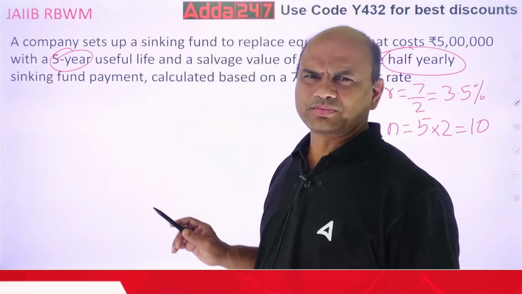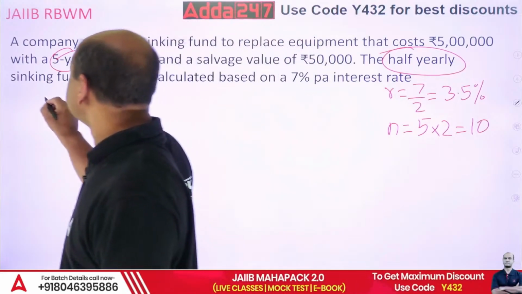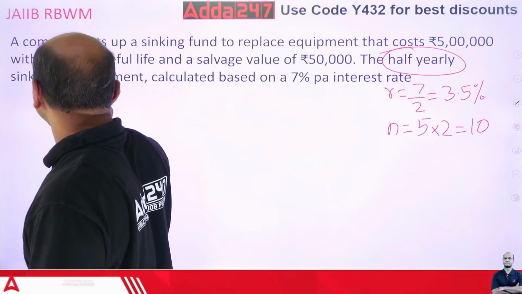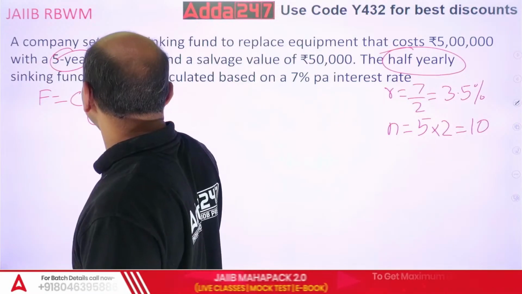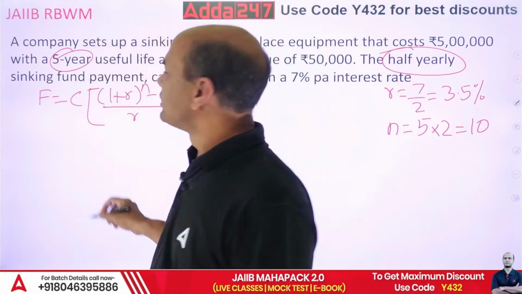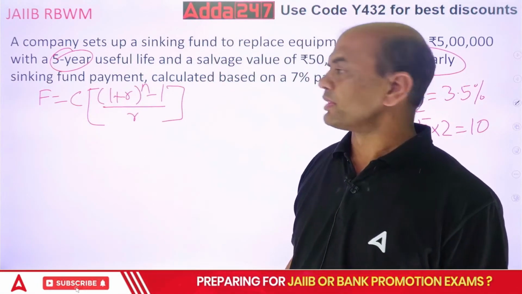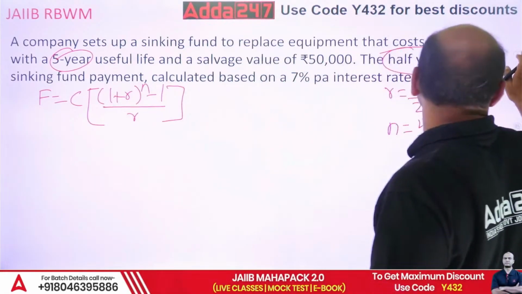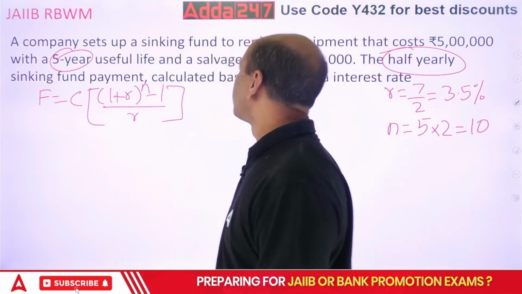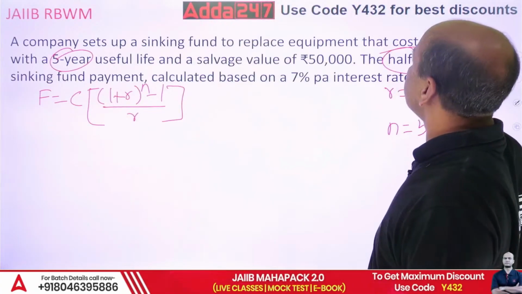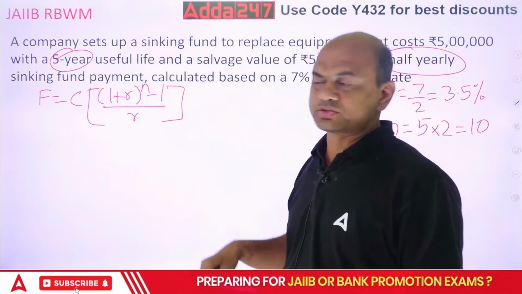So now the formula is the same. The formula is not changing at all. So F equals C into (1 plus R) raised to N minus 1 upon R. Now put the figures and get the answer. I'll divide this into 2 parts. Do I have a next page now? Yeah. So every time you have to check. So now F is what? F means this amount minus salvage. Just now we did it in the earlier part.